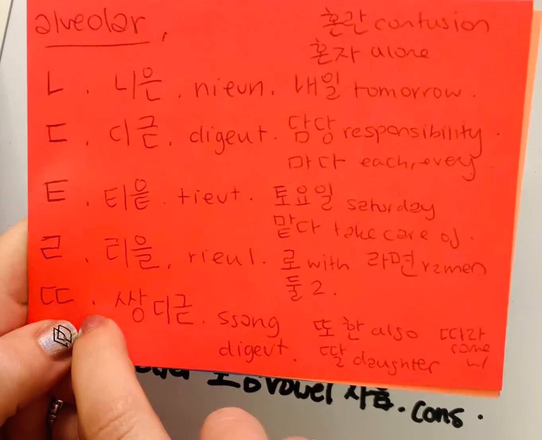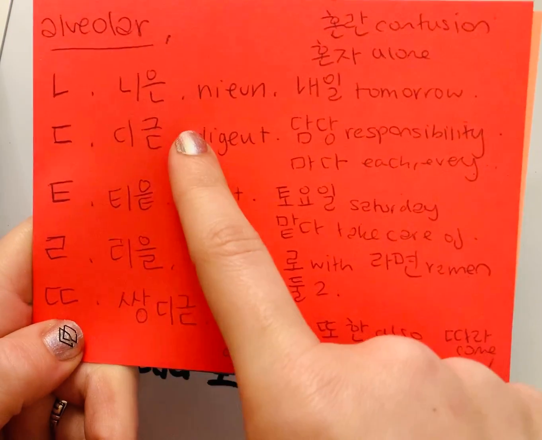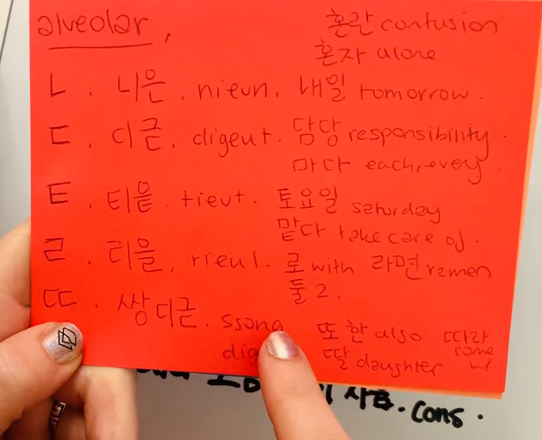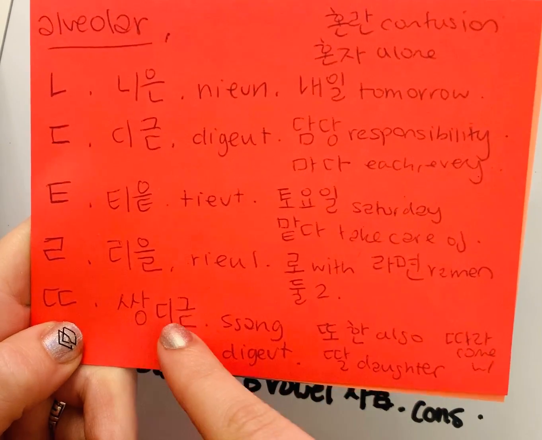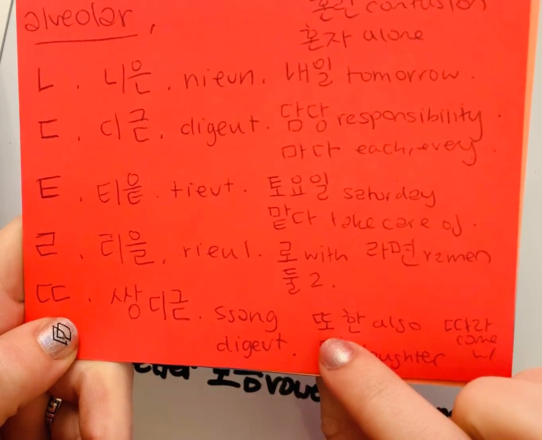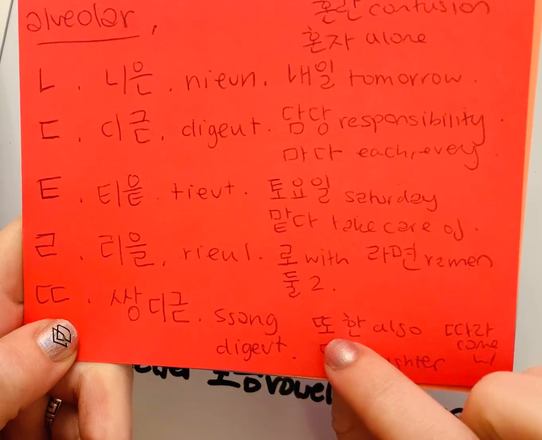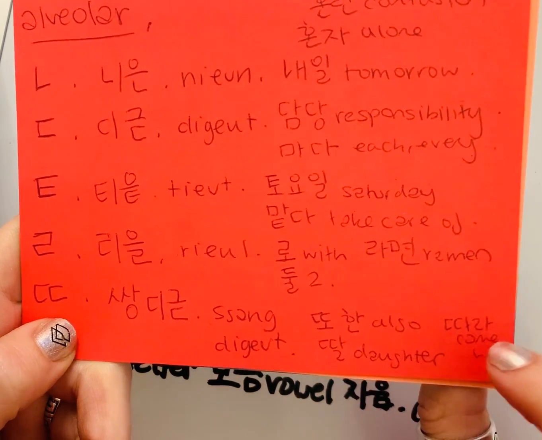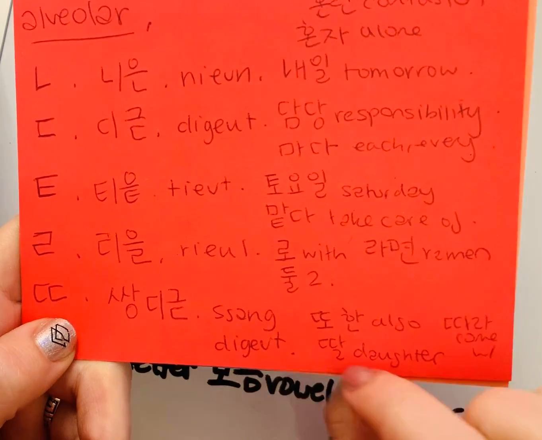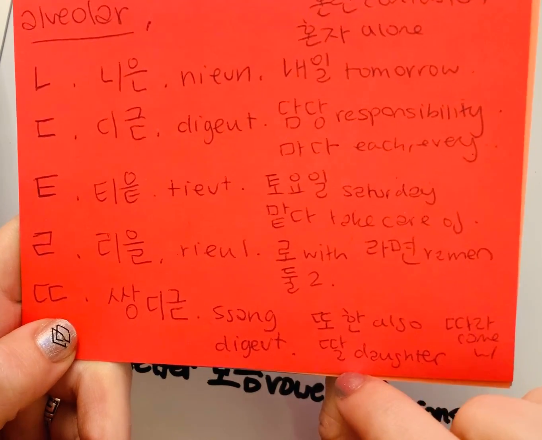Then we've got another double consonant, and that's a double of the 디귿 we saw here, 쌍디귿. We see it in words like also, 또한, or to come with someone, 따라, or the word for daughter, 딸.